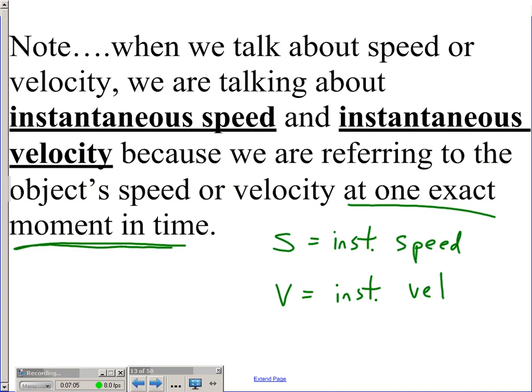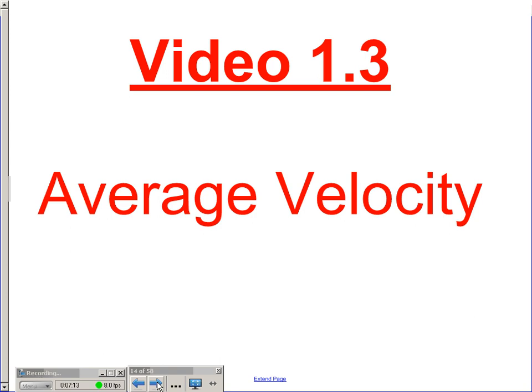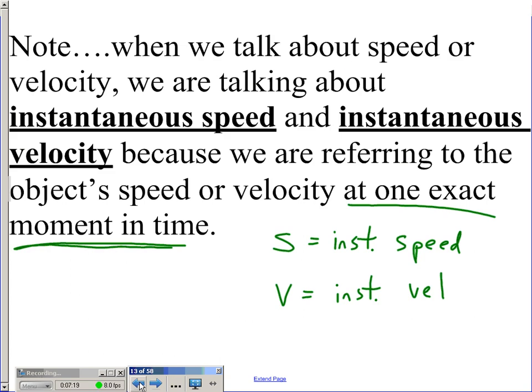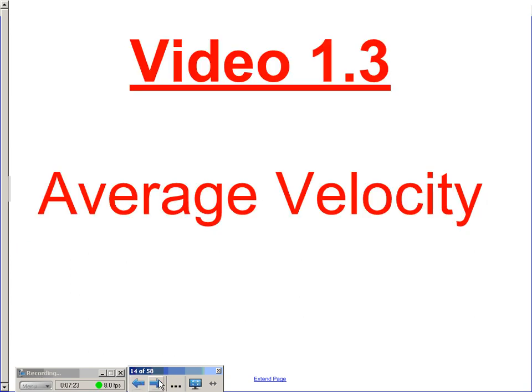All right? In the next video, we're going to talk about average speed and average velocity, which are not the same thing. Okay? All right, I think the last thing we need to do is talk about units, which must be in the next video. So we'll worry about that then. All right, cool. So next video will be about average velocity.